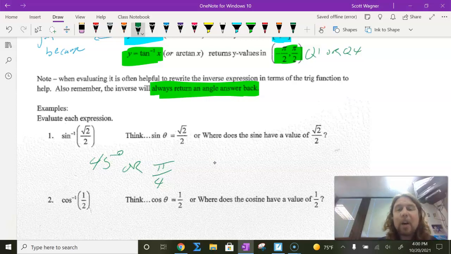If you didn't like that, here's another way to think about that problem. If you'd rather draw the triangles, you're like, Mr. Wagner, that hand trick, that's bad, I don't like that. Well, another method is to draw the triangles to help you out.